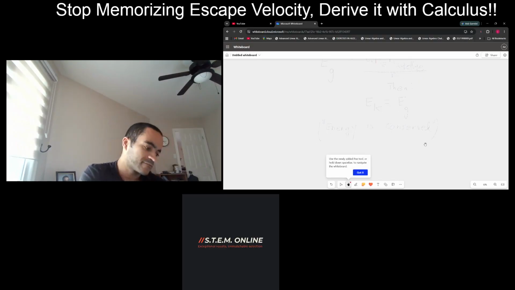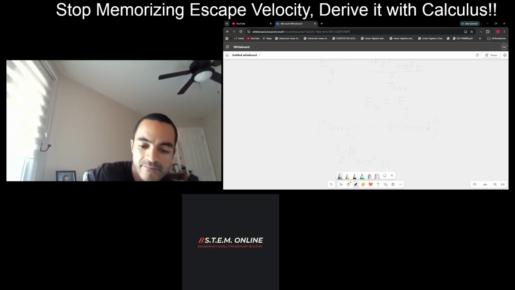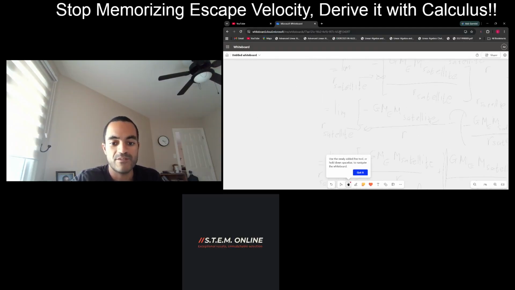Okay, so now we have this. What we're going to put in is 1/2 m satellite was moving. This is m satellite. By the way, we're doing the execution step. Execution means we're putting all of our stuff in, where we're actually putting our strategy from step 1 and step 2.